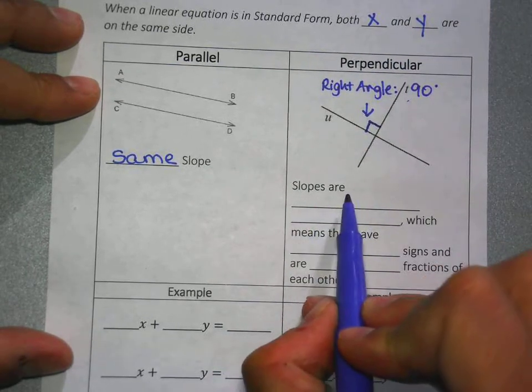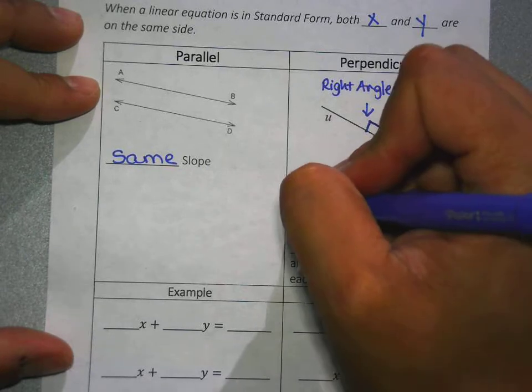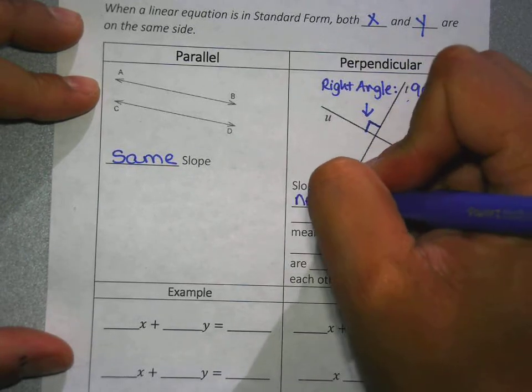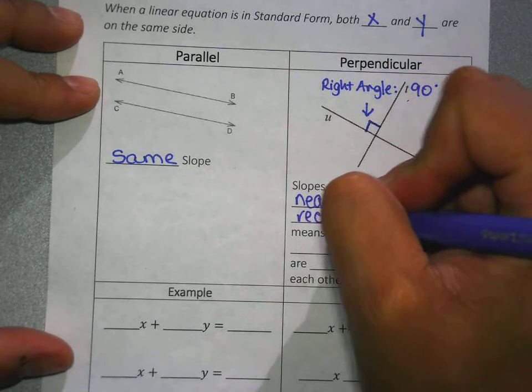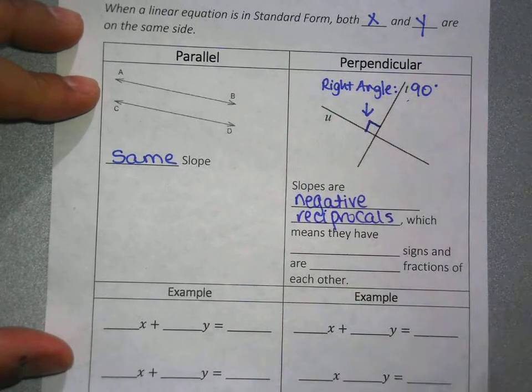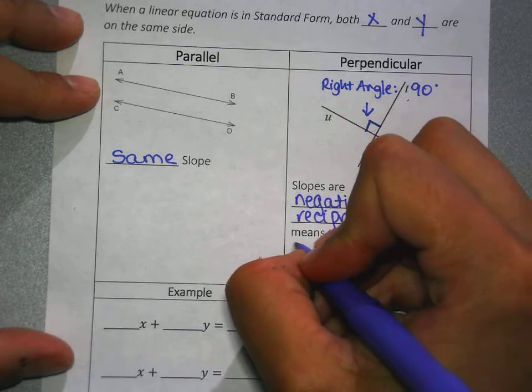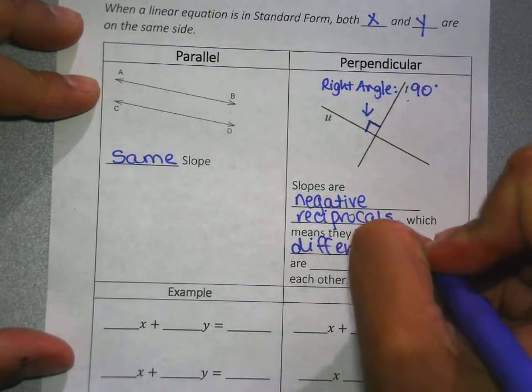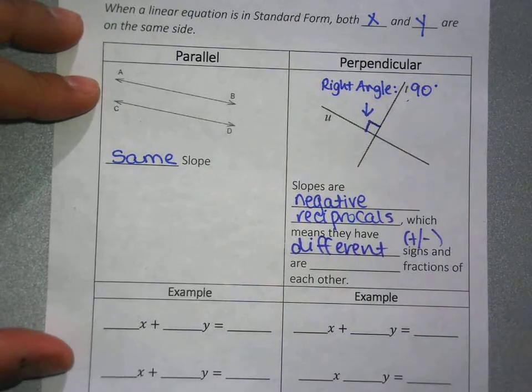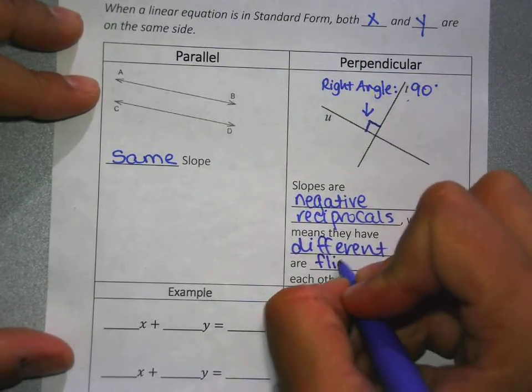The slopes of perpendicular lines are negative reciprocals, which means they have different signs, meaning one is positive and one is negative, and are flipped fractions of each other.